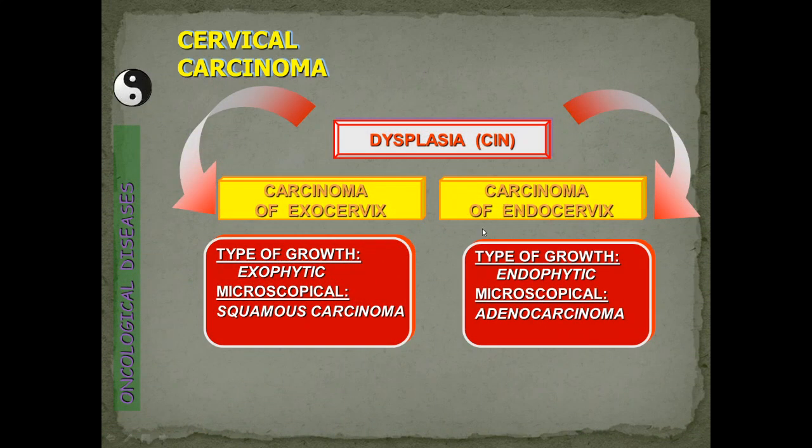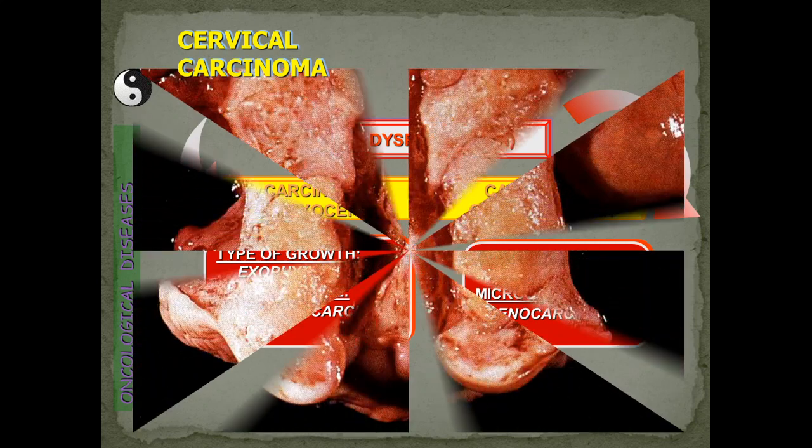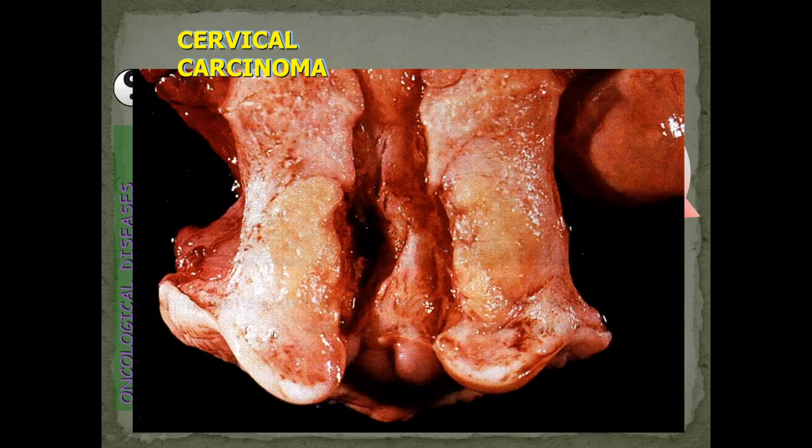And endocervical carcinoma has, logically, exo- and endophytic types of growth. So the endophytic type grows inside the wall of the organ. Classically it is adenocarcinoma, because in the endocervix we have a glandular epithelium, and glandular epithelium is a source of adenocarcinoma. So here you see the tumor inside the wall of the cervix. Exactly, yes, you see this one.